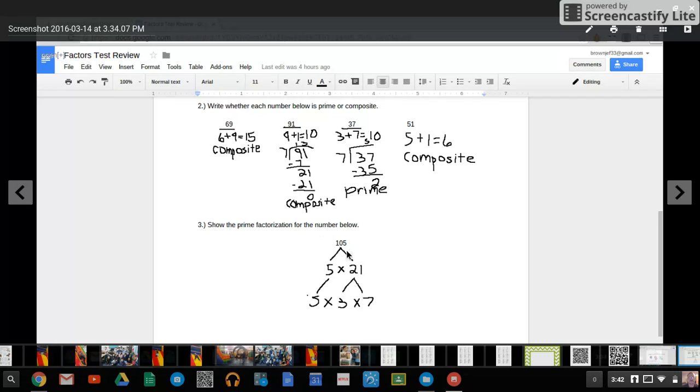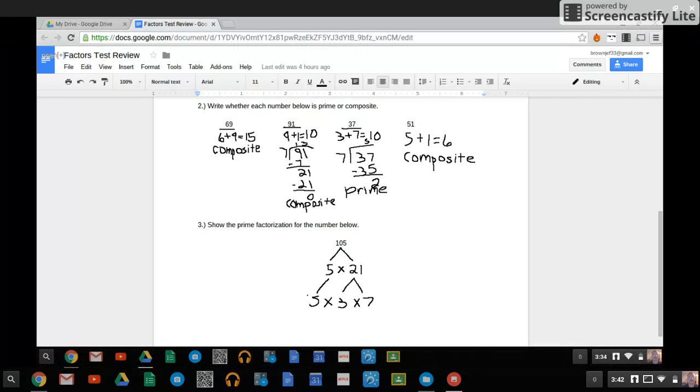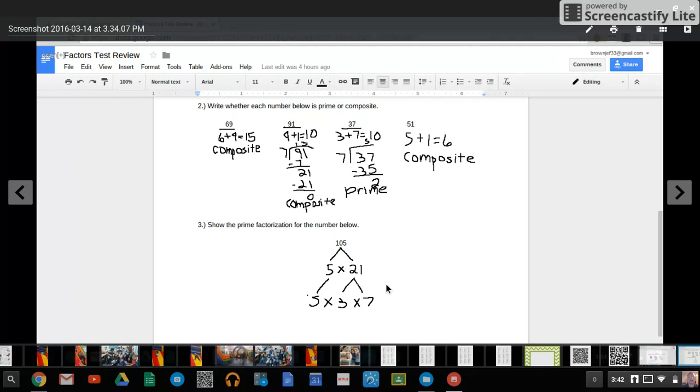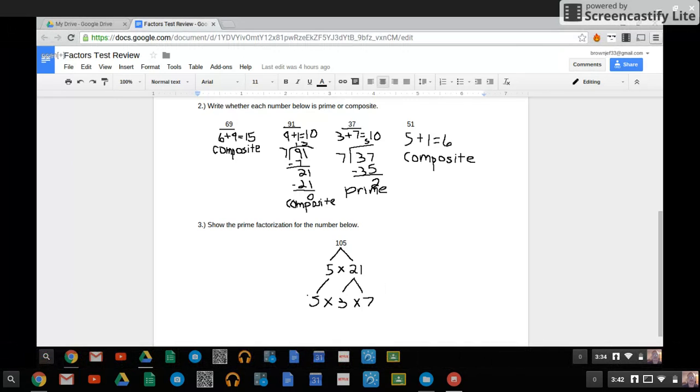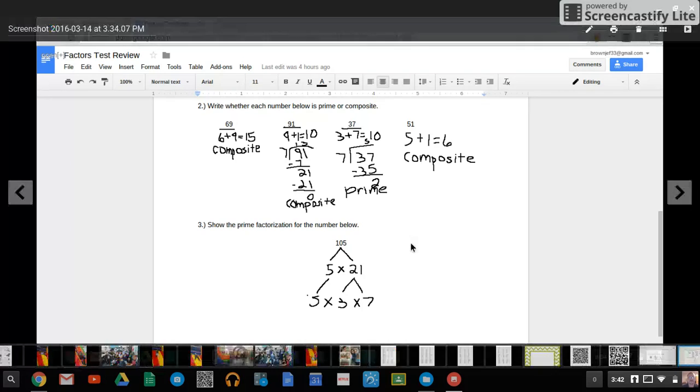And for prime factorization of 105, there are other ways to do this. I just simply did, well, I knew that 5 had to be a factor since it ends in a 5. So 5 times 21 is 105. The 5 was prime, so it fell down. The 21 is composite, so I had to break it apart into 3 and 7. I was left with 5, 3, and 7, those are all prime numbers. Those are some of the first prime numbers that we check for. So that is the prime factorization of 105.